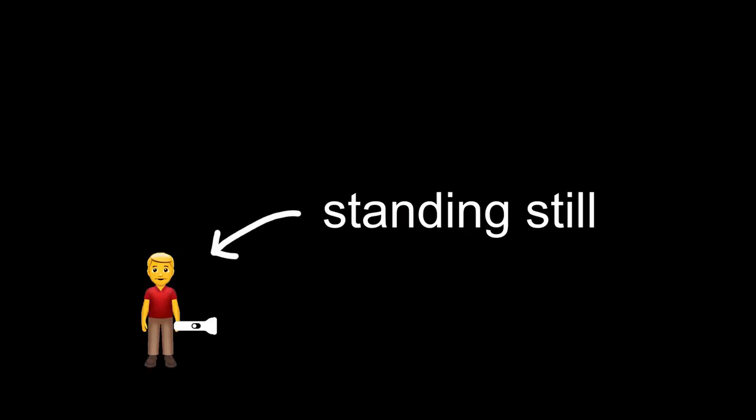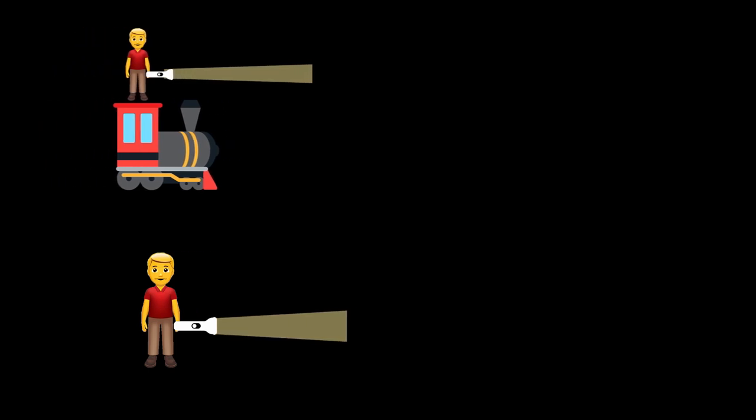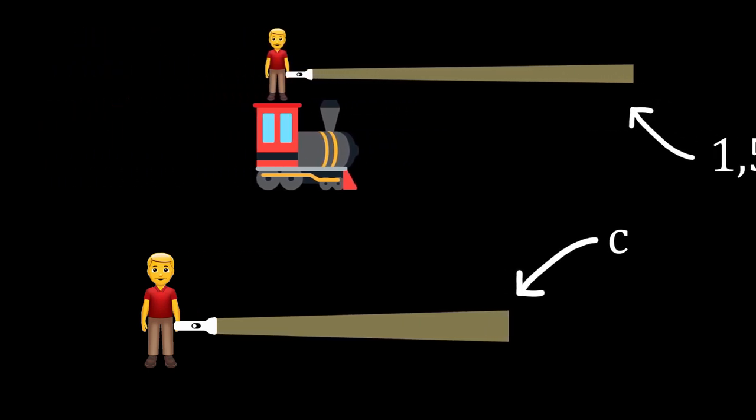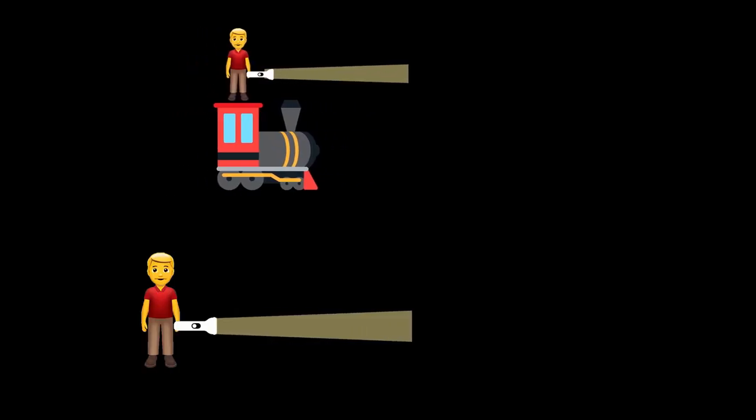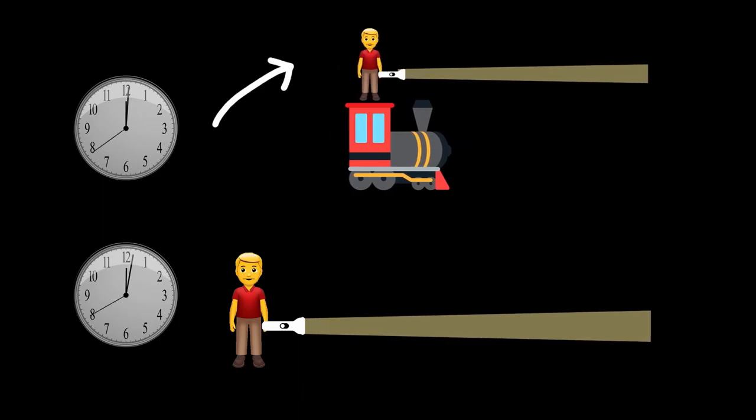Now think about it. If two people turn on a flashlight but one person is standing still while the other person is on a moving train, wouldn't the person standing still see the other person's light as going faster than the speed of light? The reality is, no, it would be the same as their own flashlight. That's impossible, except if time passes slower for that person from the perspective of this person.